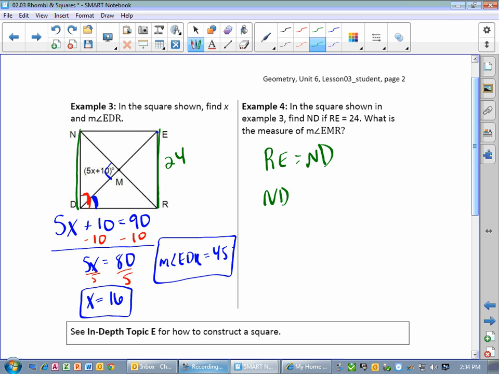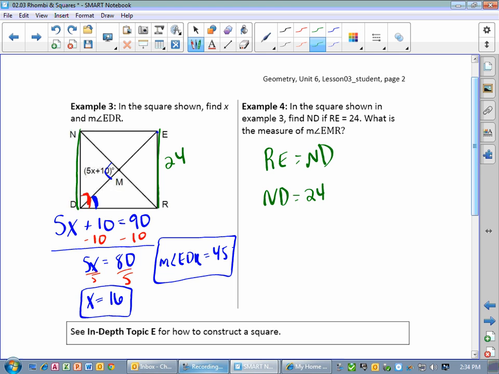How do you construct a square? Great question. It's in the box. And what's it say? See in depth. There you go. I don't want to go to topic E. In-depth topic E is not on this page. You'd have to see a separate page.